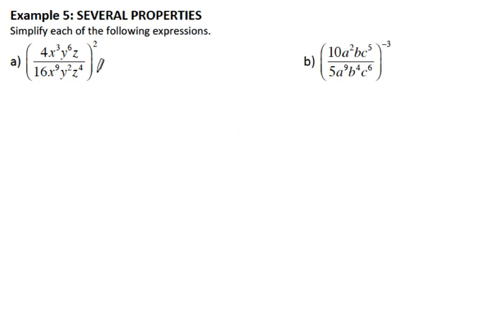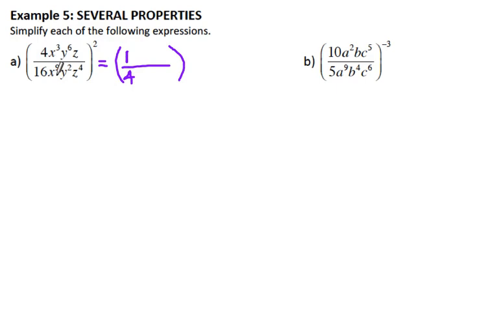For the 5th example, what we're doing is combining all of these properties together. If you notice, we have fractions over here, variables on top of each other, and we're raising powers to powers. So you just have to take it one step at a time. What I like to do is simplify what's inside my fraction or my parentheses first. That way I can get that simplified before I start raising everything to the 2nd power. So 4 over 16 reduces to 1/4.